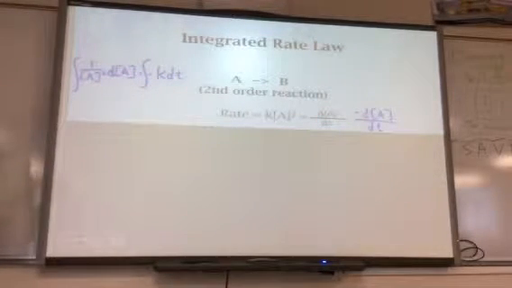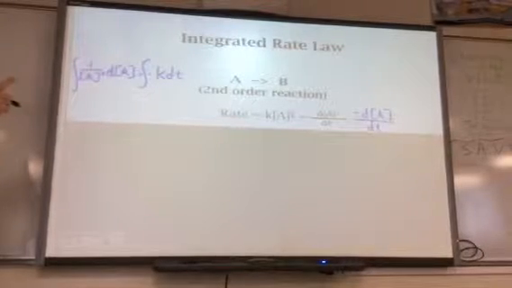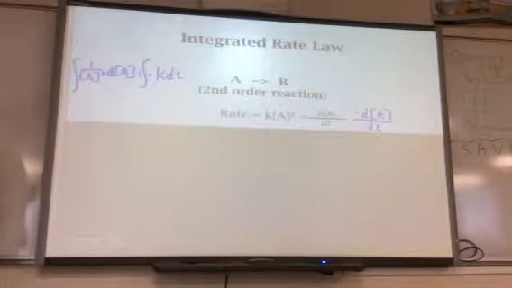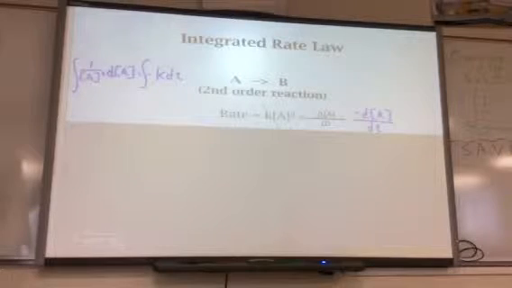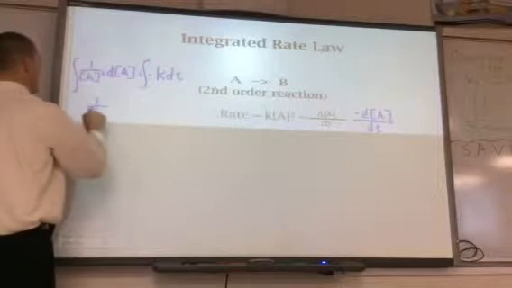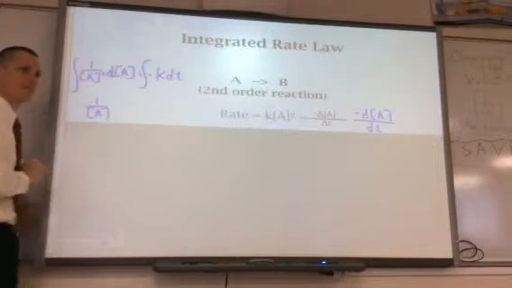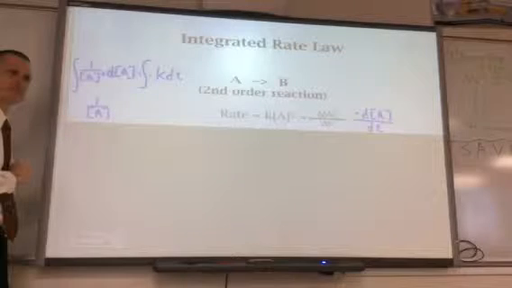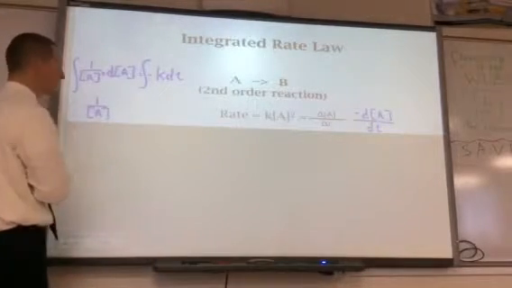So is that A to the negative 2? That's A to the negative 2. The integral of A to the negative 2 is just negative 1 over A. Why isn't it natural log? It's not, because the exponent is negative 2.